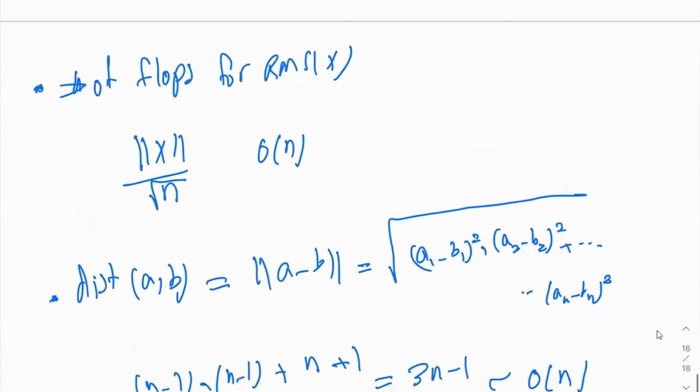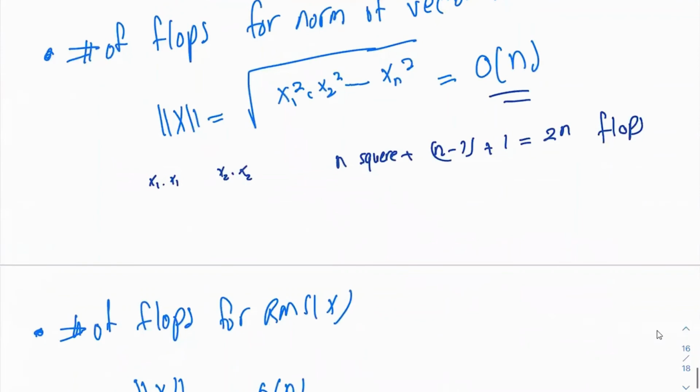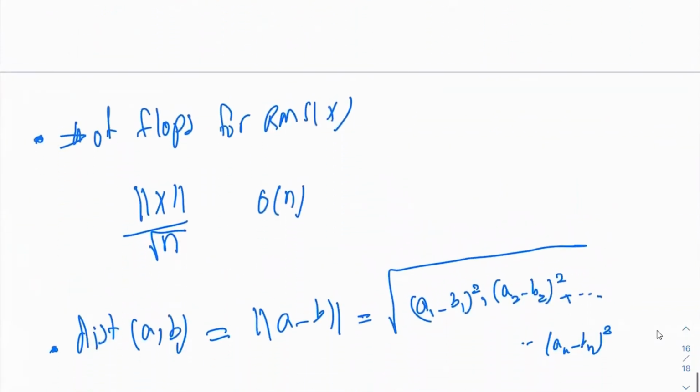Let's move on. Number of flops for the RMS of x. What is the number of flops for RMS? Let's forget the square root of n in the denominator, because we want to find the approximate value. What is the number of flops for the norm? It's just 2n. Division is 1 flop and the square root of n is another one. So you get 2n plus 2 flops.